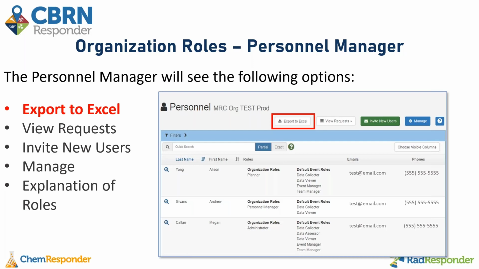The Export to Excel button, if you click this, you will receive an Excel report of all users in the organization, as well as their roles and contact information. The View Request button is a drop-down that I will show a little more in depth later, but it will give you the option to view pending account requests for your organization.